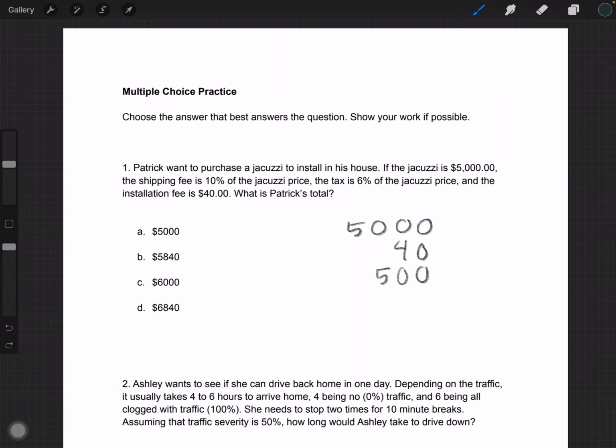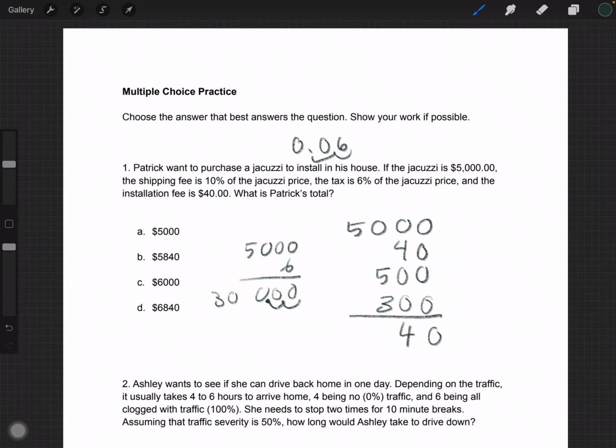Now, 6% we have to calculate. We can look at it like this. Times 5,000, we have 30,000. But it's 6%, which looks like this, and there are 2 decimal places in, so you want to move it 2 decimal places in, and now we have 300. Now we add all of these together: 5,000, 500, 300, and the installation fee. And your answer is B.